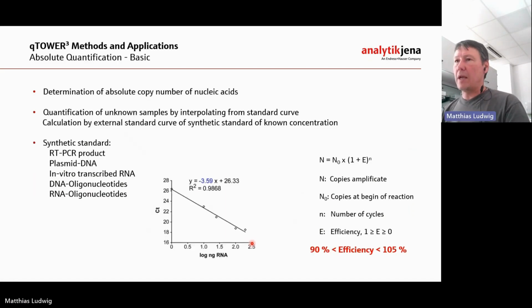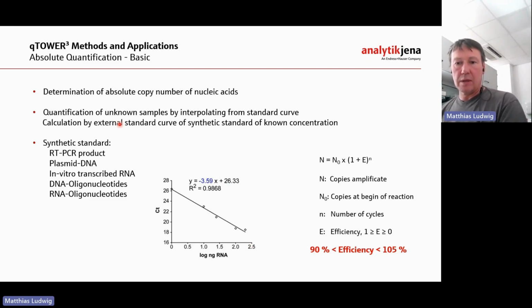So, okay, we start in principle with the simplest one. This is the absolute quantification. For the absolute quantification, you use this method for the determination of absolute copy numbers of nucleic acids. You can use unknown samples, but for this quantification you need a calibration or standard curve. To create such a standard curve, you need samples with known concentration. And then you start with the serial dilution.